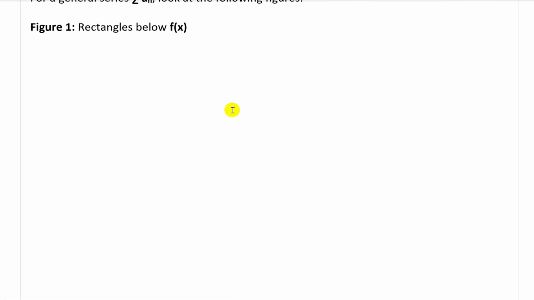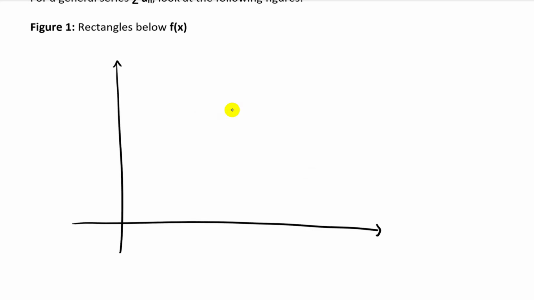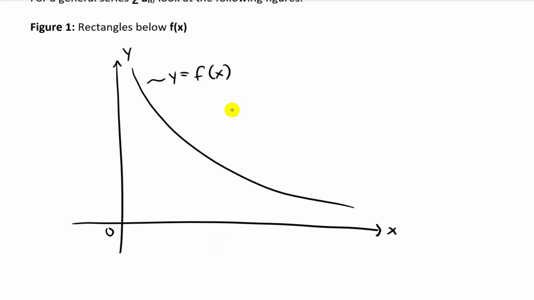Rectangles below f(x). So we're going to do it like this. We have x, this is y, and then we have a function like this. This is our y equals f(x). This is our 0. Let's say we have 1 like this, this is our 2, this is our 3. Let's go all the way to 4 and 5 and so on. It keeps going on, all the way to n, and this is going to be dot, dot, dot. I'll move this to the center.